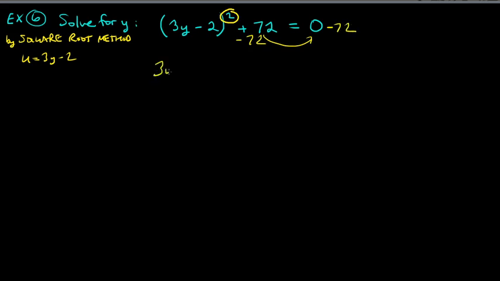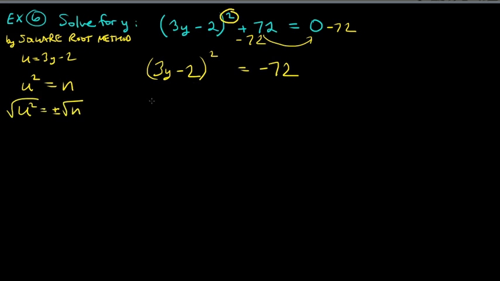So on the left, we still get 3y minus 2 quantity squared. On the right side, 72 minus 72 is 0, so you don't have to write the 0 here. But on the right side, we have 0 minus 72, which is negative 72. So we have our u squared equals n, u being the 3y minus 2, and n being the negative 72. The square root method just says take the square root of both sides.